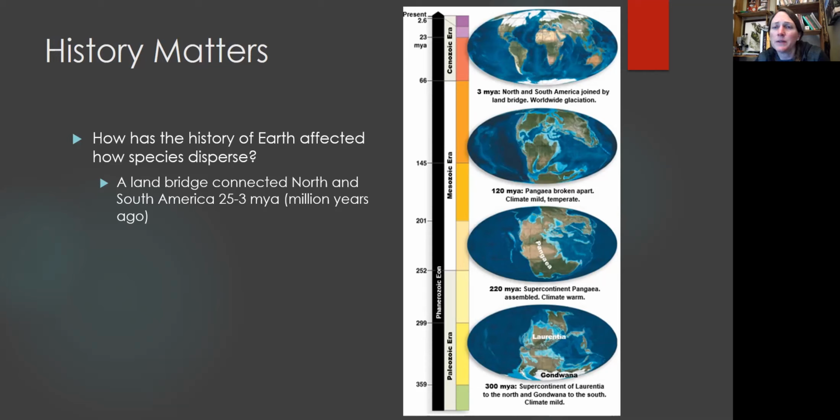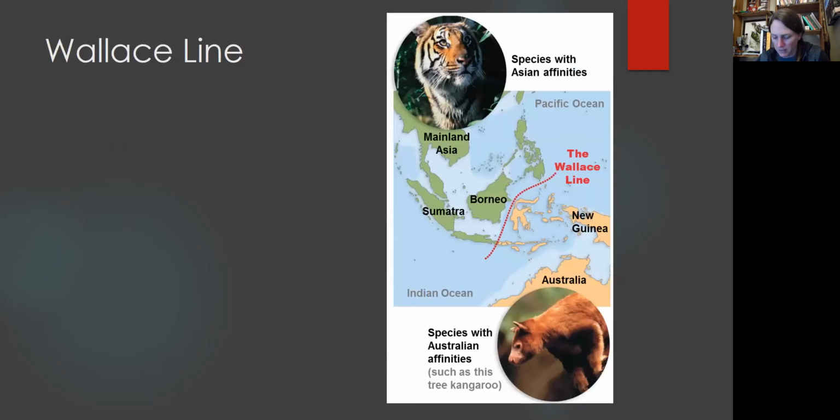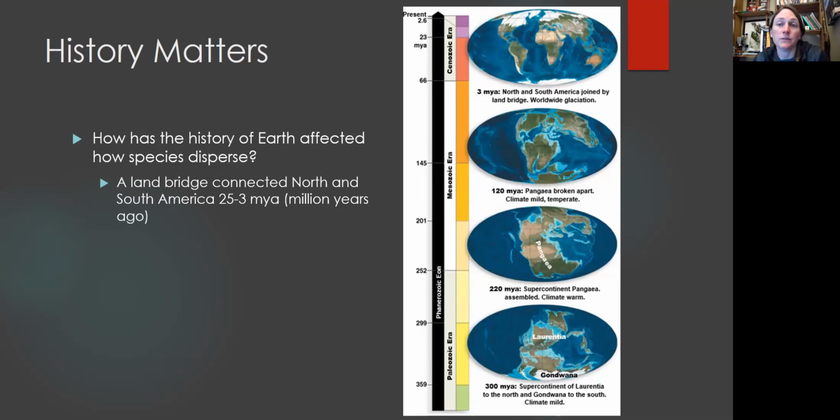And then about 3 million years ago, you start to see the continents in the current configuration where we have North and South America joined by a land bridge. And then we also start to see some worldwide glaciation. So this land bridge that connected North and South America only really formed about 25 million years ago, and that led to some interesting patterns of species distribution across the land bridge.